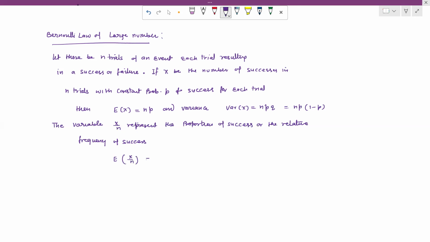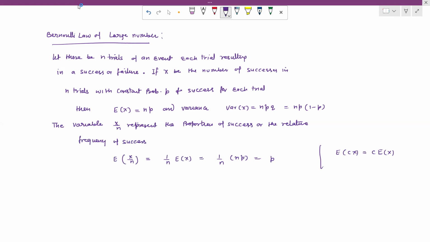So here we can obtain X upon n. The expectation of X upon n can be written as 1 upon n into the expectation of X. The expectation of X is np, so this gives us p. Here we use the property of expectation, E of cX equals c into E of X, when we calculate the expectation of X upon n.